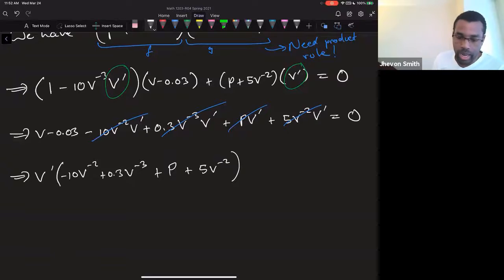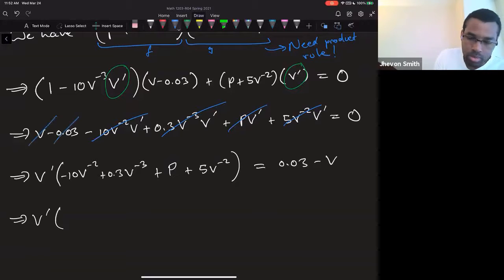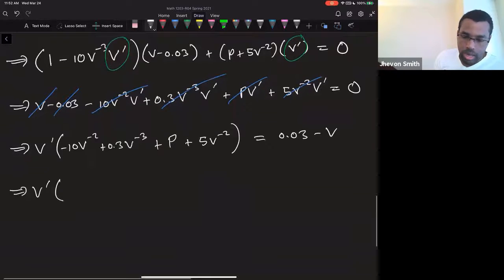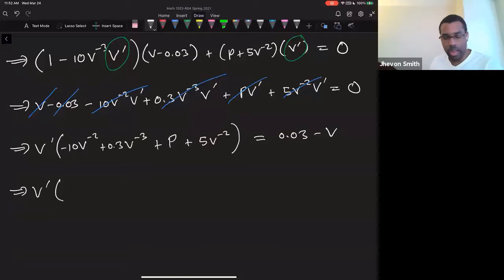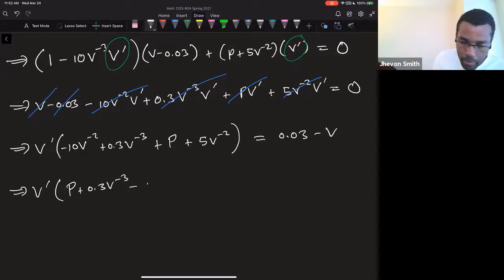Which, by the way, I can actually combine some of these. So this is, and on that side, I would move the other guy. So this is 0.03 minus b. And that moves this guy over, moves that guy over. Okay, everyone's accounted for. Here, I have minus 10v to the minus 2 plus 5v to the minus 2. So that's really minus 5v to the minus 2. So I can think of this as p plus 0.3v to the minus 3 minus 5v to the minus 2.